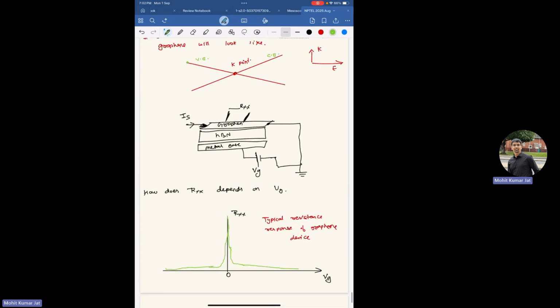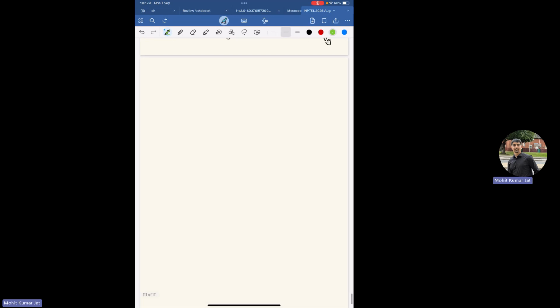Now if I ask you, okay, you are able to adjust your carrier density, but how will your energy go as a function of that? So how does the carrier density n depend on the wave vector k and also on energy in the case of graphene?